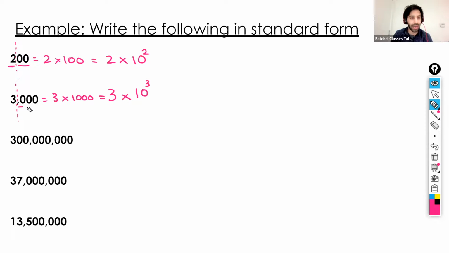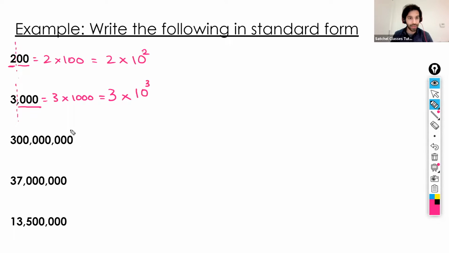And after the 3, we have 3 digits. So what happens here is we write the non-zero number, and then we multiply by 10 to the power of however many digits we have after that non-zero number. So that's going to be 2 times 10 squared. That power of 2 corresponds with the amount of digits we have after the first non-zero number. Likewise here, we have 3 digits, so that's going to be 10 to the power of 3.